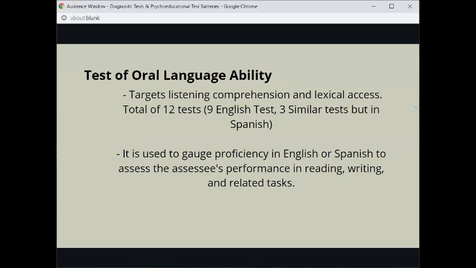The test of oral language ability. It targets listening comprehension and lexical access. A total of 12 tests, 9 in English and 3 similar tests, but in Spanish. It is used to gauge proficiency in English or Spanish to assess the assessee's performance in reading, writing, and related tasks. The Woodcock-Johnson 4 manual states that the battery may be used with people as young as 2 years old and as old as 90 years old or older. In relating to Cattell-Horn-Carroll CHC theory of cognitive abilities, Woodcock-Johnson 4 yields a multitude of measures including general intellectual ability, fluid abilities, and crystallized abilities, and a combination of the two.